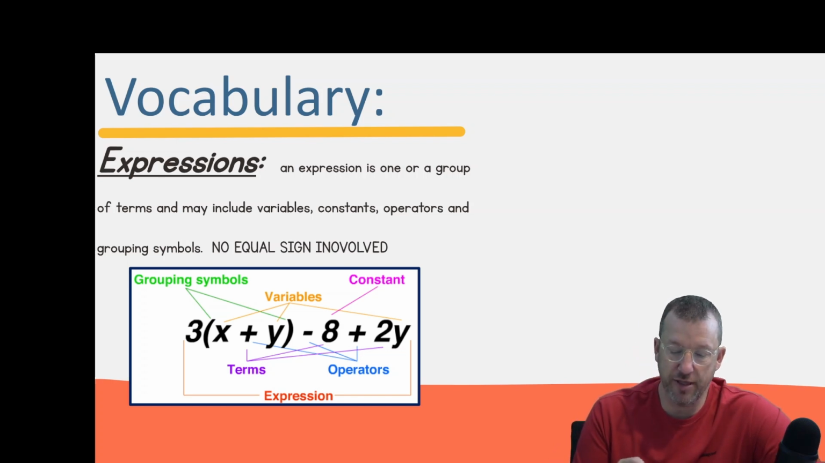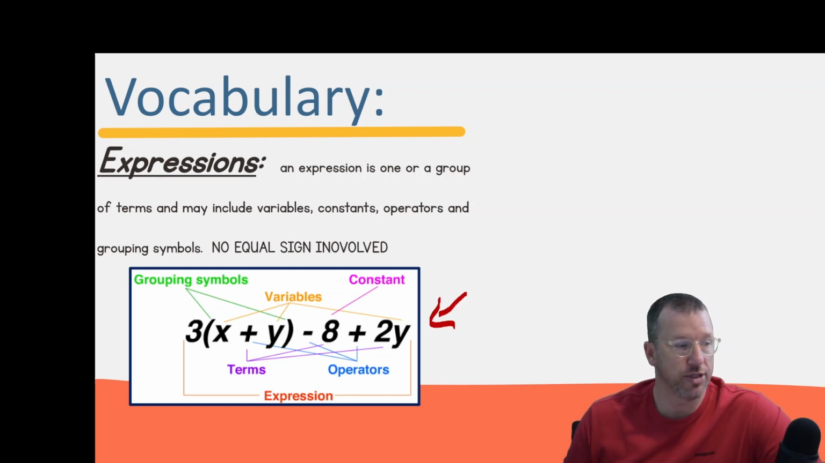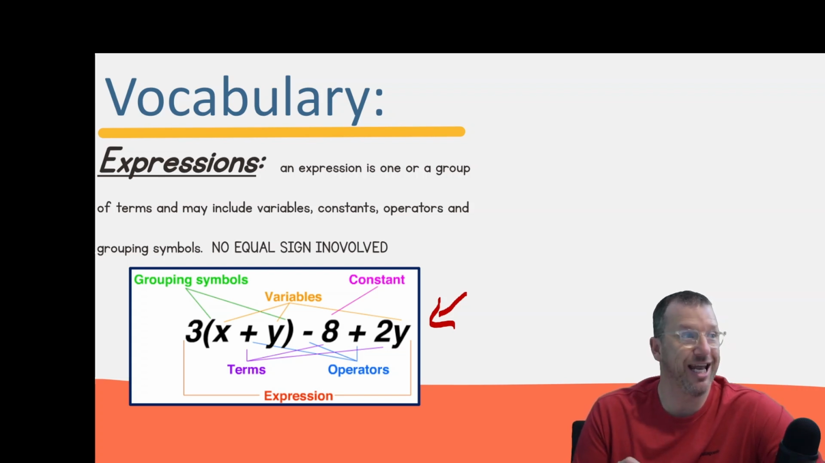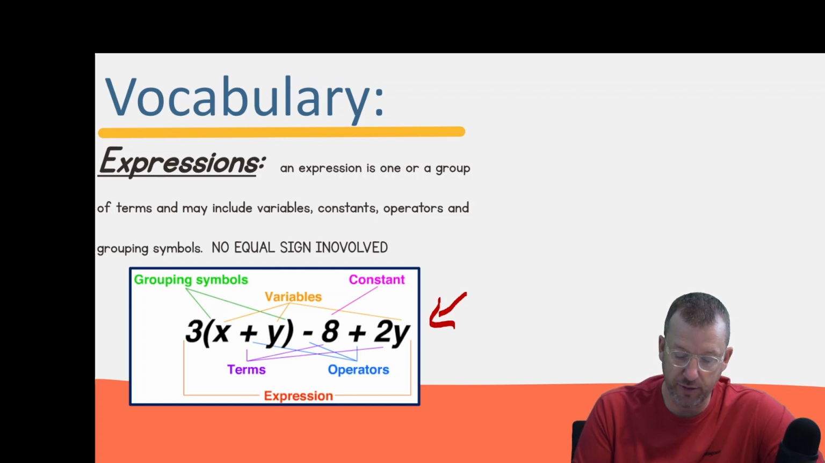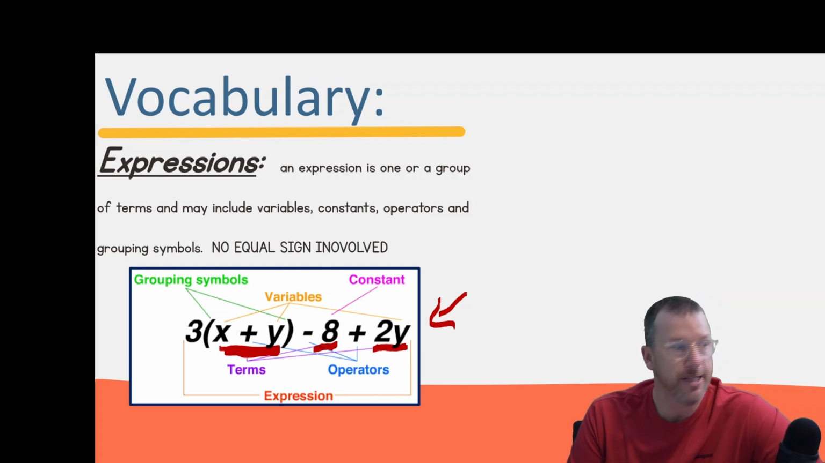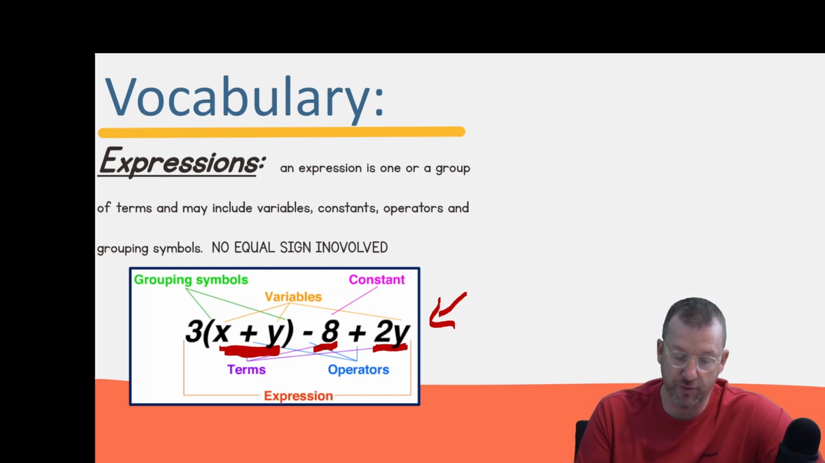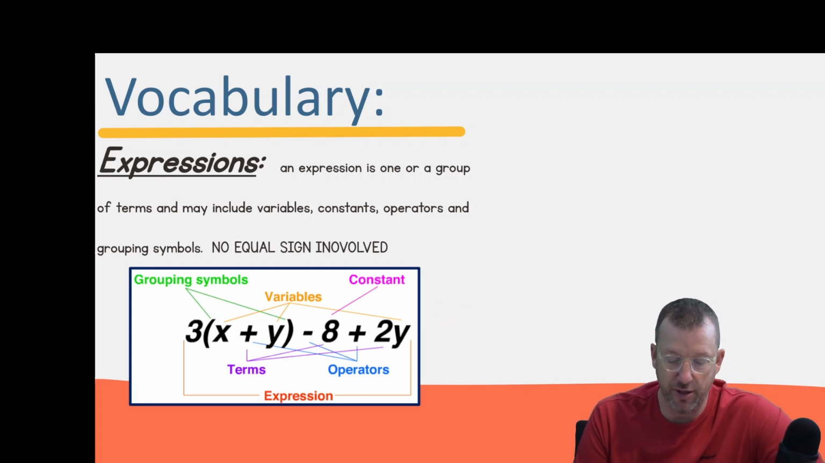So one thing that you'll notice about an expression, if you look at the example down here, is that it does not contain an equal sign. An expression is a collection of one or more terms. Look at what this purple is pointing to. The 2y is a term, this -8 is a term, this thing in here is a term. All of these are terms. And it includes variables. Variables are letters that represent unknowns. So look where the orange is pointing at all those letters.